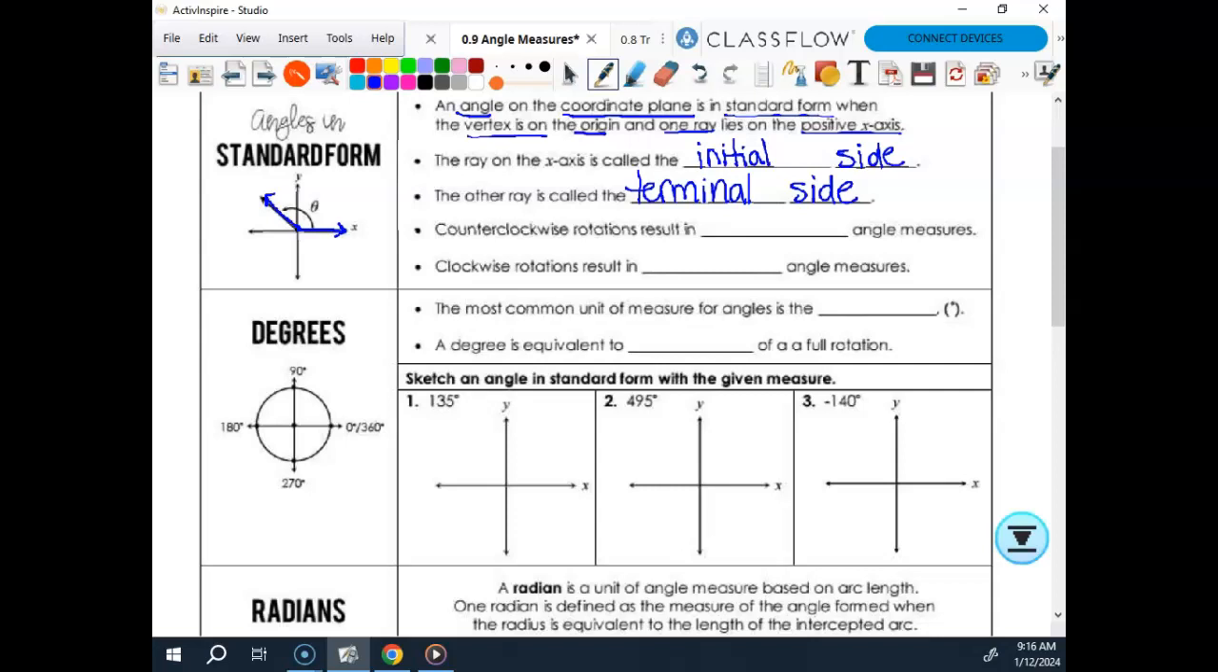Now, by looking at questions in AP Classroom, that vocabulary is very important because I saw some questions where there wasn't a picture for you and it said the initial side is blah, blah, blah, and the terminal side, blah, blah, blah. And so if you don't know what those are, it makes it very complicated. If you do know what it is, it makes it very easy because you can sketch a picture real quick and it's no big deal. All right, so make sure you know the differences there.